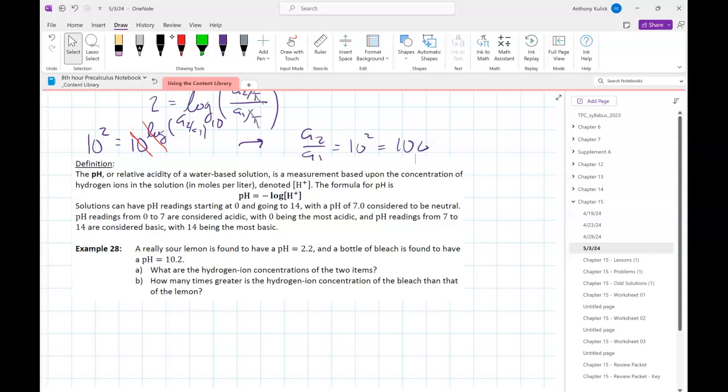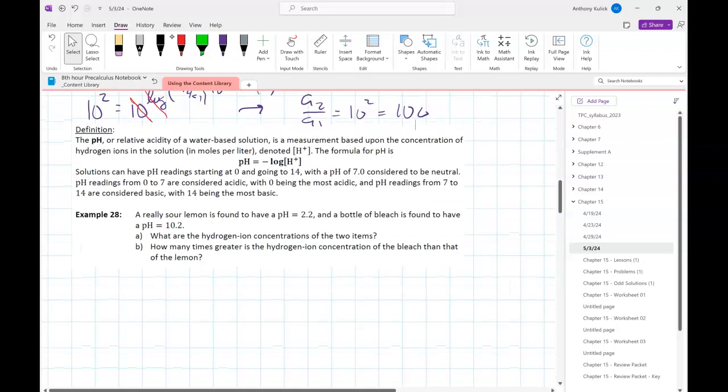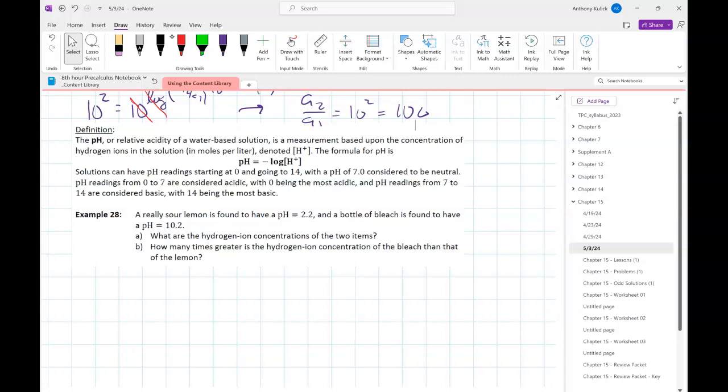All right. So the pH formula is equal to negative log of the concentration of hydrogen ions. Our question says a real sour lemon is found to have a pH of 2.2, and a bottle of bleach is found to have a pH of 10.2. What are the hydrogen ion concentrations of the two items? All right, well, let's start with the lemon. If I just plug this into the formula, 2.2, that's my pH, is equal to negative log of the hydrogen ion concentration. I'm going to put a subscript of L on that so I remember that that's the one for the lemon.